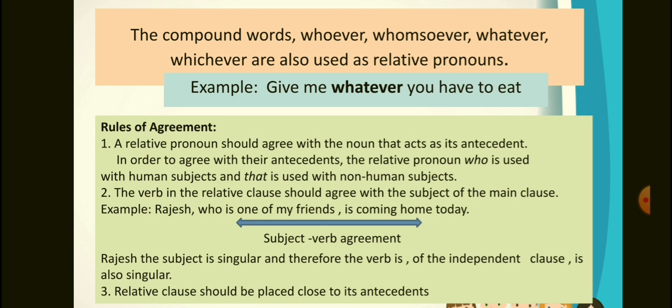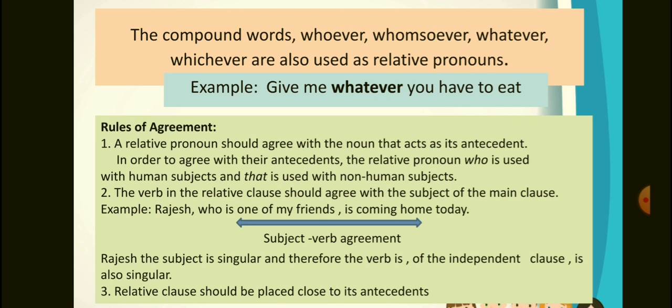Now let us know what are the rules of agreement. Number 1, a relative pronoun should agree with the noun that acts as its antecedent. In order to agree with their antecedents, the relative pronoun who is used with human subjects and that is used with non-human subjects. Number 2, the verb in the relative clause should agree with the subject of the main clause.